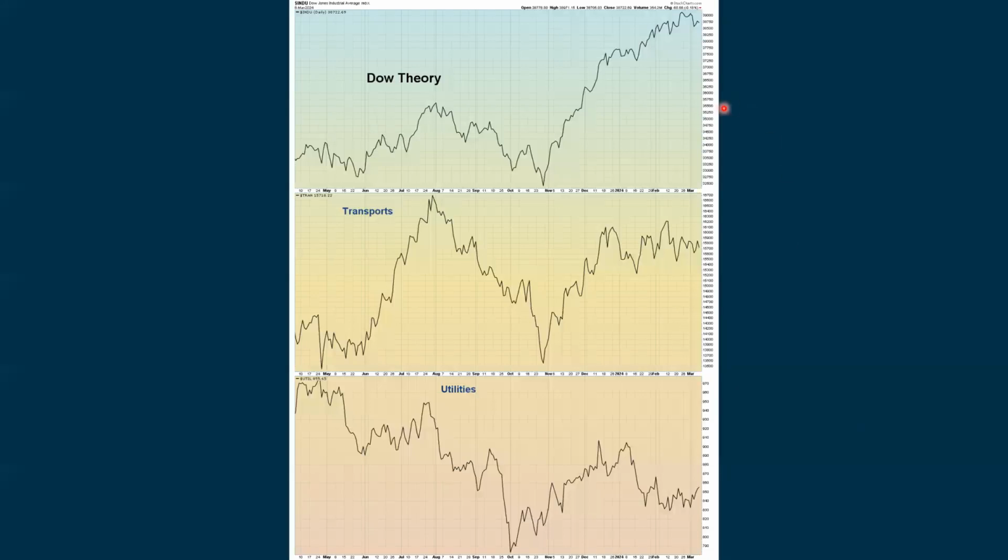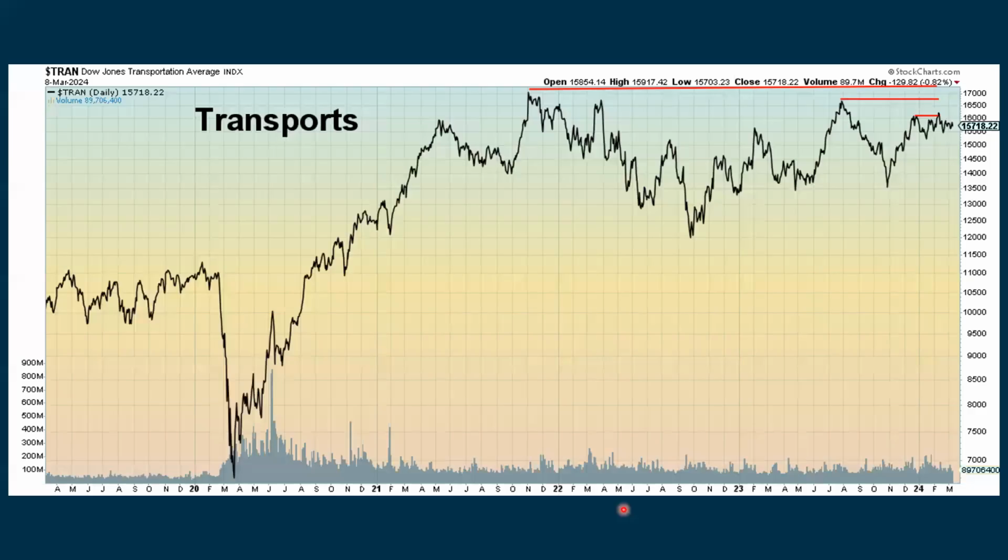We look at Dow theory, and the Dow is doing quite well. Even though it's off of its all-time high, it's been performing rather nicely. The transports have been chopping sideways, and they're continuing to underperform, where utilities have been under quite a bit of pressure.